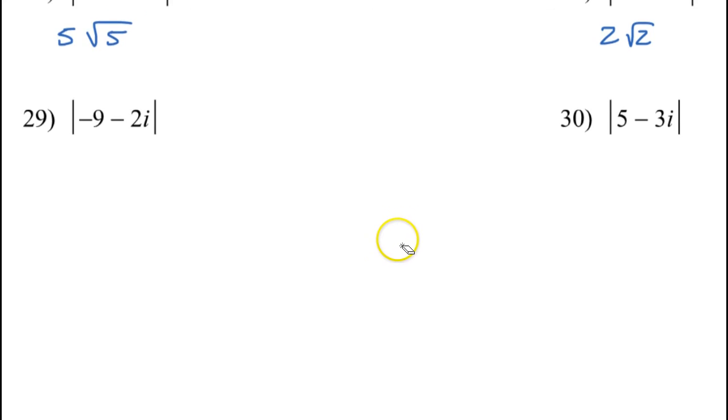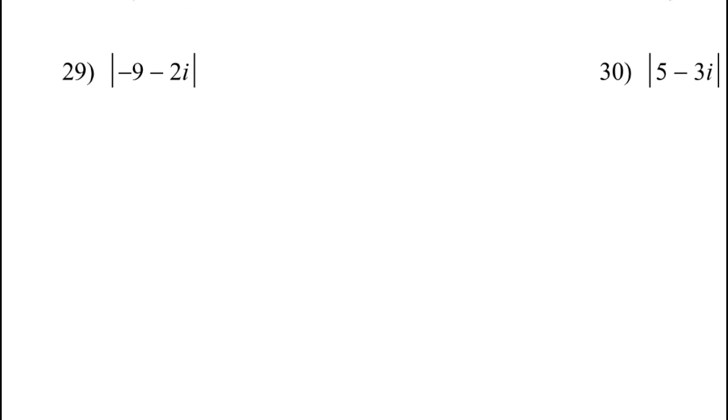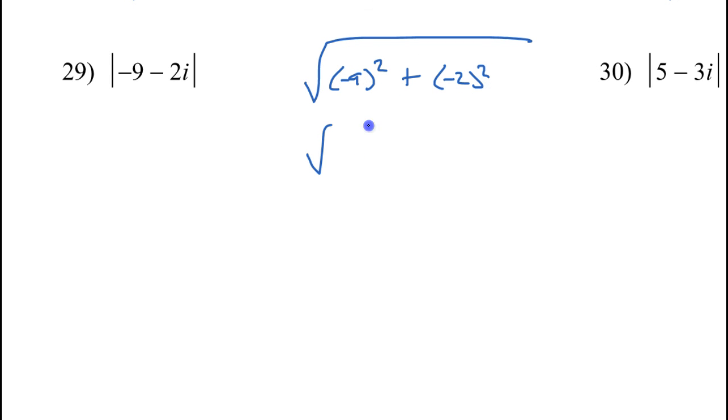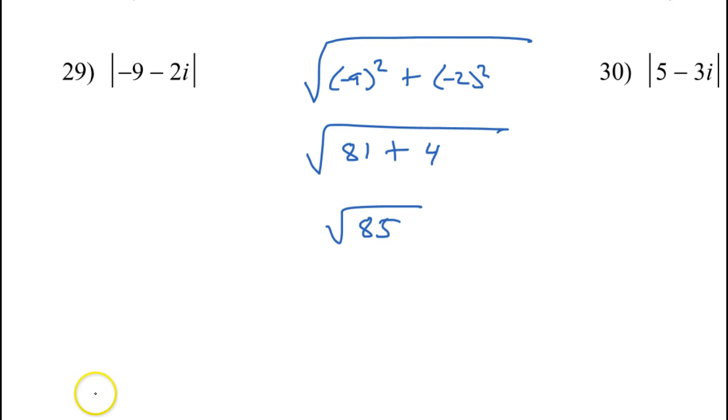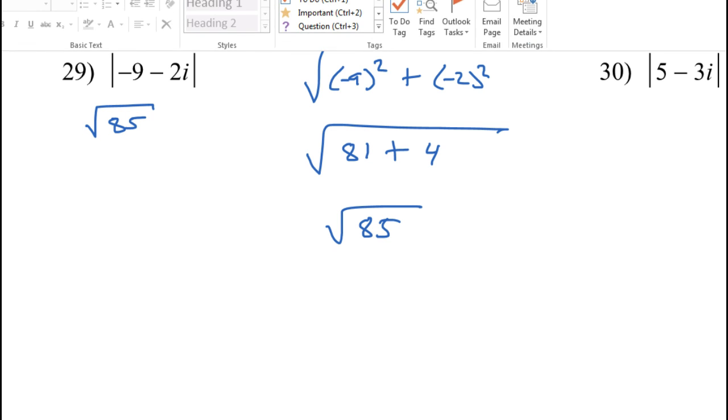Okay, how about number 29? For number 29, we will have the square root of negative 9 squared plus negative 2 squared. That's going to be the square root of 81 plus 4. That's the square root of 85. That does not simplify, so I will just have the square root of 85, and that's it.